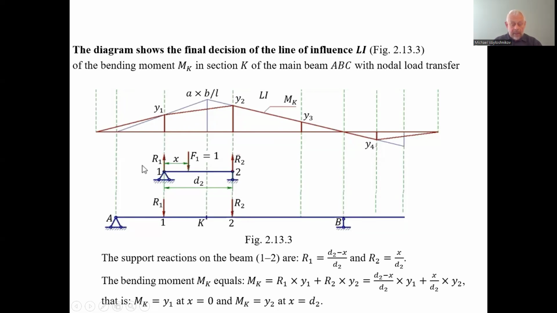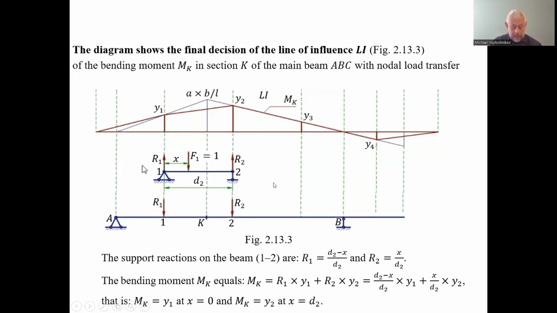And if the load is located in the point 2, x is equivalent to d2, d2 is the span distance, the length of the span 2. And the line of action magnitude is y2, equivalent to the moment from the unit force applied in the point 2. So finally, we have the approach how to determine the line of influence during nodal transmission for the one example of moving load.